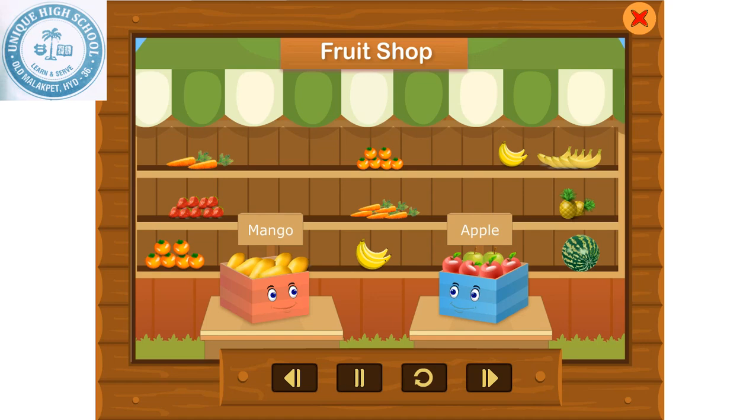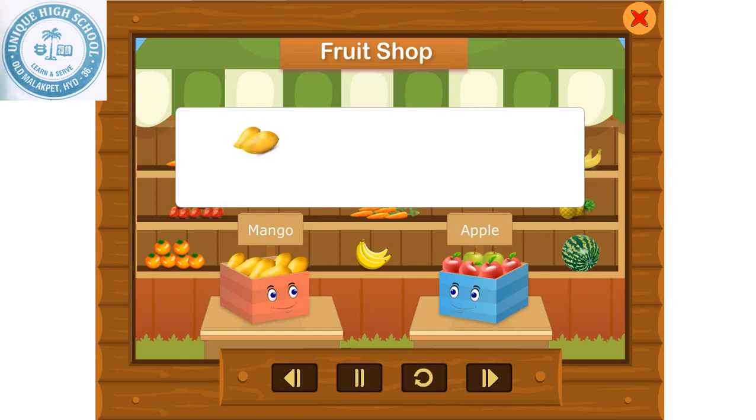Do you know how to do addition of numbers with carrying? Yes, I know, apple box. You want to know how to do that? Yes. Okay, I'll teach you how to do that. Okay, that's great. I have 36 mangoes. And how many apples are there in your box? I have 49 apples. Okay, good.